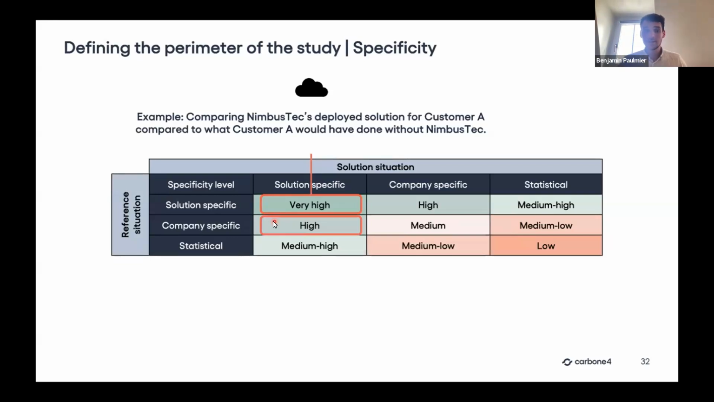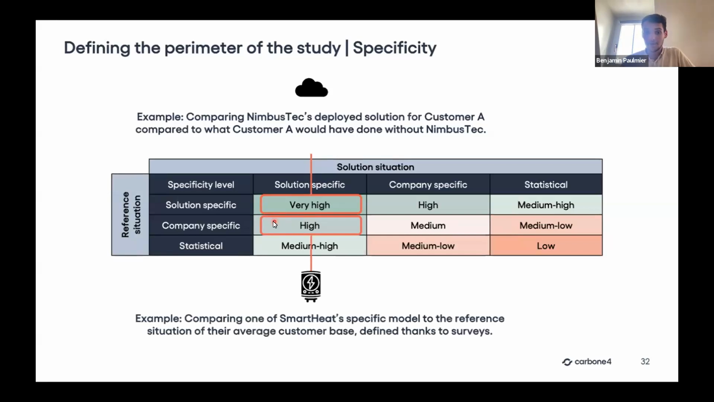If we get less specific for the reference scenario, for example, we can see the way we're going to go for smart heat, where we're going to compare a specific solution by smart heat, so their latest connected heater. And we're going to build the reference scenario using data from their average customer base, thanks to surveys that were led upon smart heat's customers.